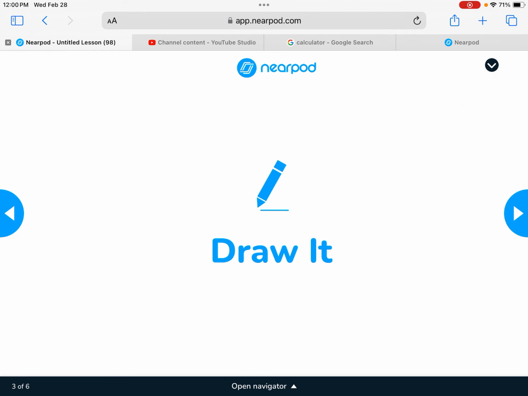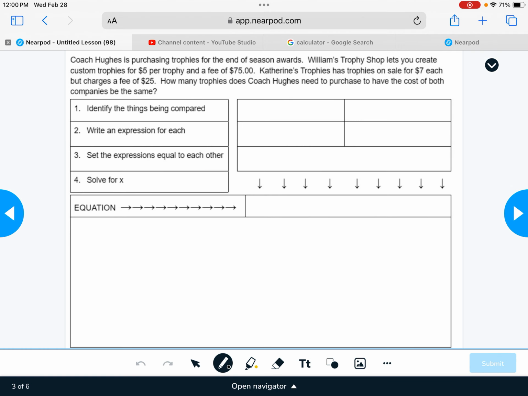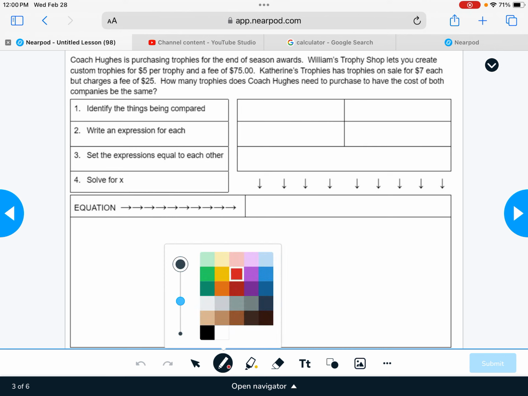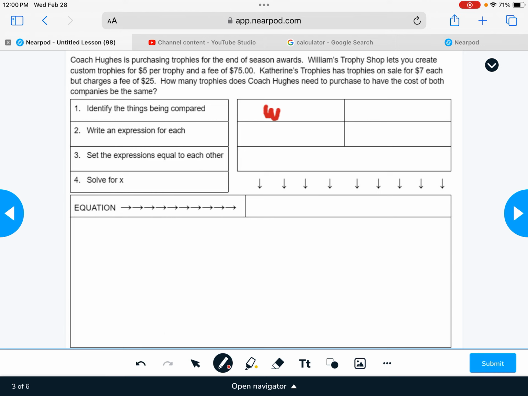So let's take a look at that first example that's on the bottom of the page there. Coach Hughes is purchasing trophies for end of season awards. Sweet, so we know he's got trophies that he's buying. So now where do these expressions come from? Next sentence. Williams Trophy Shop lets you create custom trophies for $5 per trophy and a fee of $75. I'm going to put a W for William.